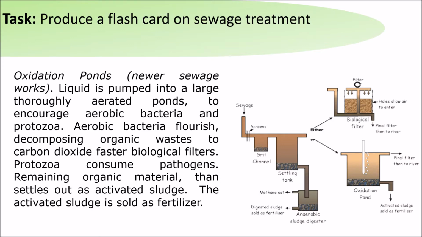Oxidation ponds, which are a newer type of sewage works, can also be used. So the liquid is pumped into large, thoroughly aerated ponds to encourage aerobic bacteria and protozoa. Aerobic bacteria flourish, decomposing organic waste to carbon dioxide very quickly. The protozoa consume other pathogens, so the remaining sludge or effluent can now be passed back into the rivers safely.